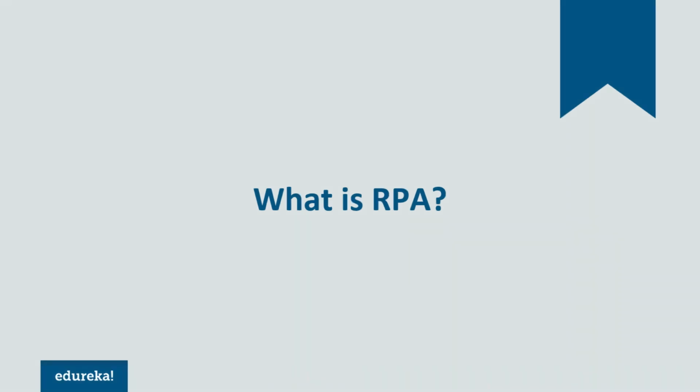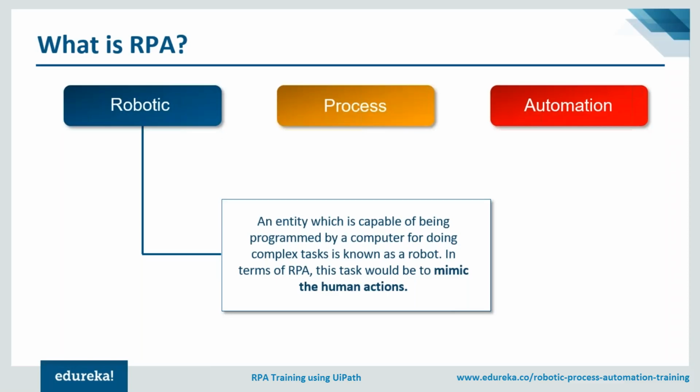So now let us move on and see the part where we'll understand what exactly RPA is. Alright, so what is RPA? As you might have guessed by now, RPA is the acronym for Robotic Process Automation. So let's understand these terms: Robotic Process Automation. So what is robotic? Well, robotic is basically any entity which can be programmed to mimic human actions, right? So any entity which can mimic human actions is said to be robotic.